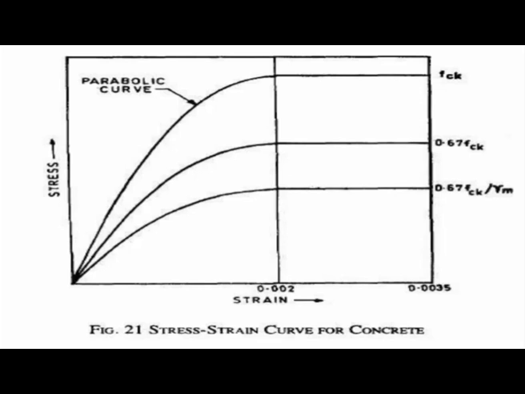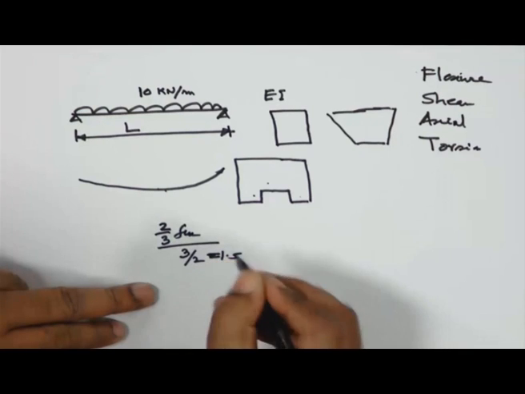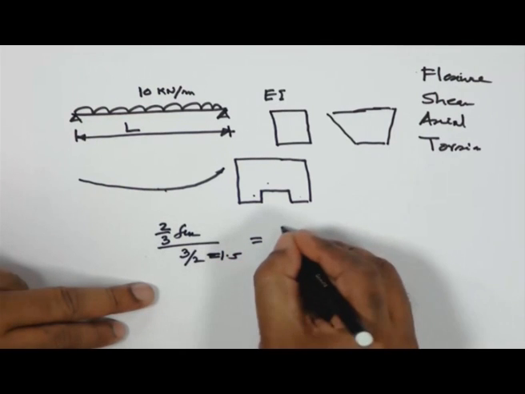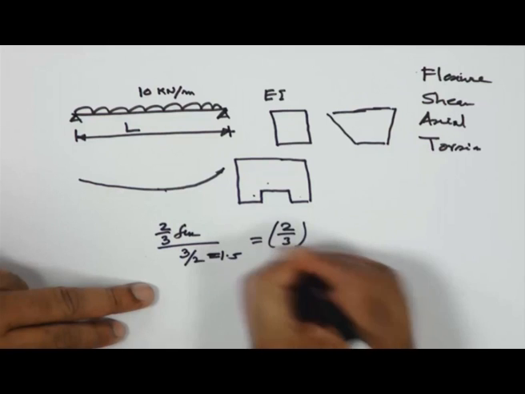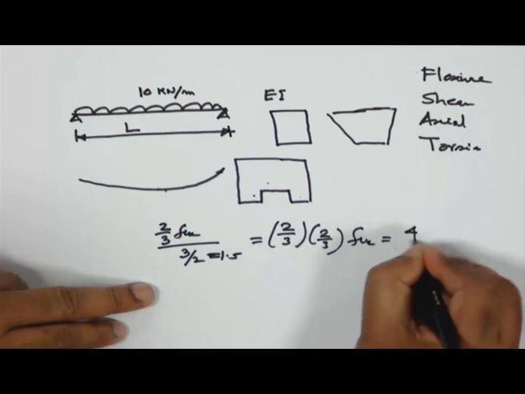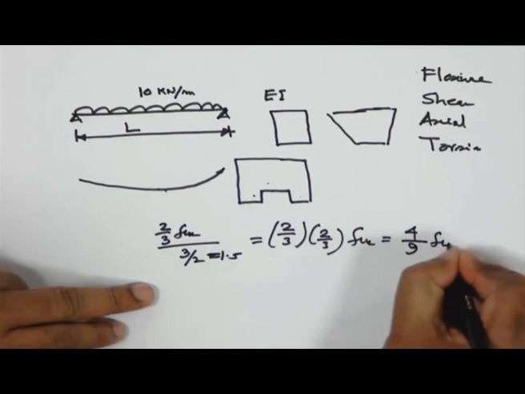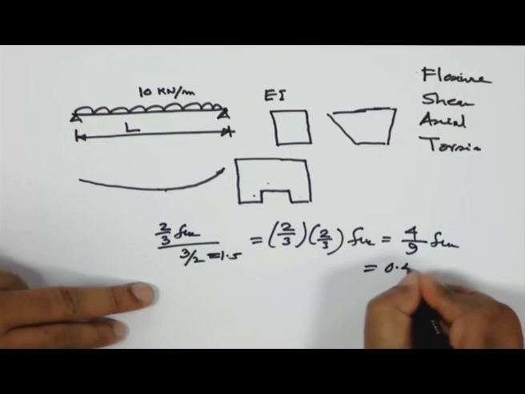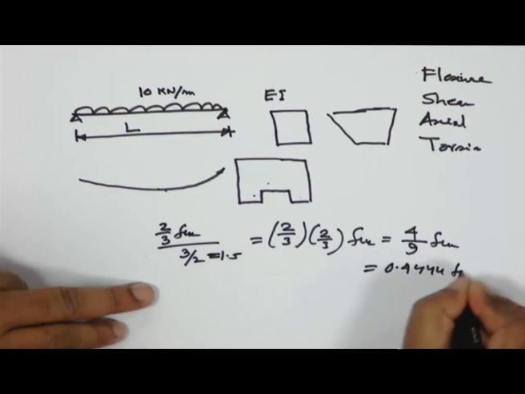Now there is another code. The maximum spacing shall not exceed 0.75 d, where d is the effective depth, and in no case shall it go beyond 300 millimeter. For most of the cases we shall consider 0.75 d, with a minimum of 300 millimeter considered here.